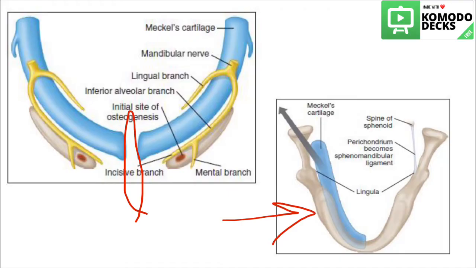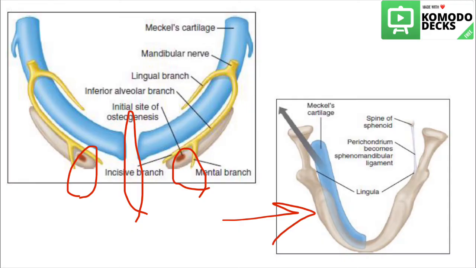At the 7th week intrauterine, the ossification starts in the mesenchyme and spreads anteriorly and posteriorly to form the bone of the mandible. The ossification starts in the mental area, the area of the mental foramen. Here starts the center of ossification for the future mental foramen.